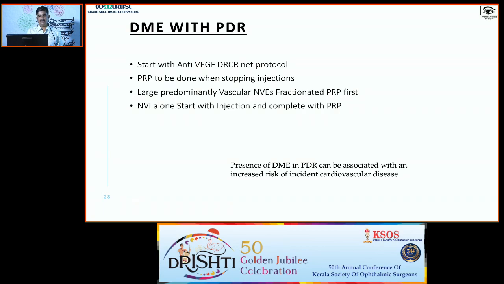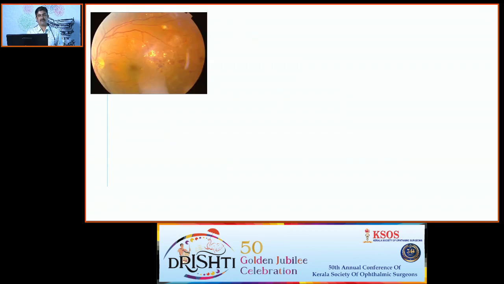And when you have large predominantly vascular NVEs, when the NVEs are very big, start with PRP, fractionated PRP, in small sittings away from the NVE, at least 4 disc diameters away from the NVEs. Then at the end, if macular edema is persisting, think of injecting. And NVI alone, start with injection and complete with PRP.